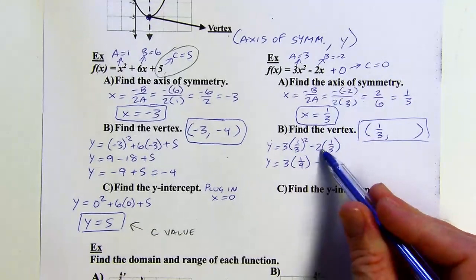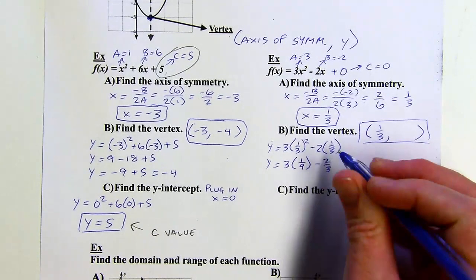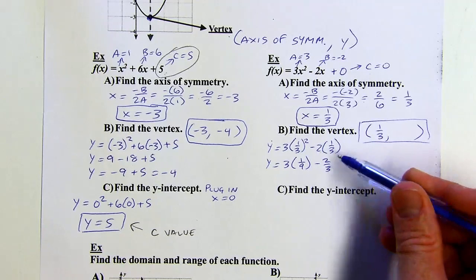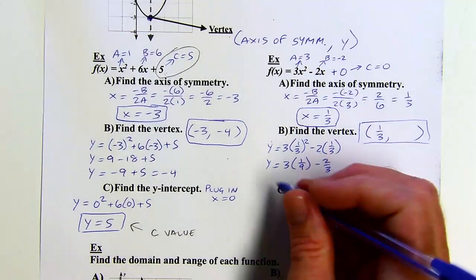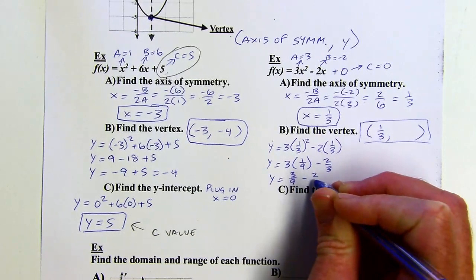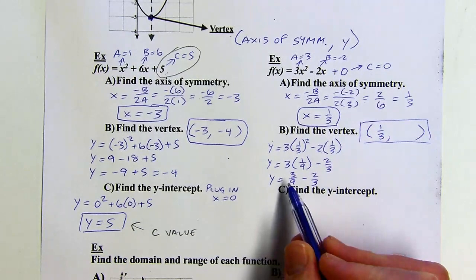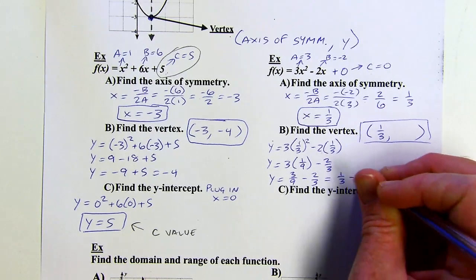Okay, and I'll do this multiplication. Negative 2 times 1/3 would be negative 2/3, because you can think of that as negative 2 over 1 times 1 over 3. Okay? This fraction here will be 3/9. So I've got 3/9 minus 2/3. And then I can reduce the 3/9.